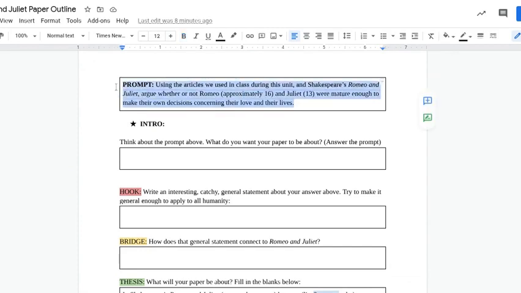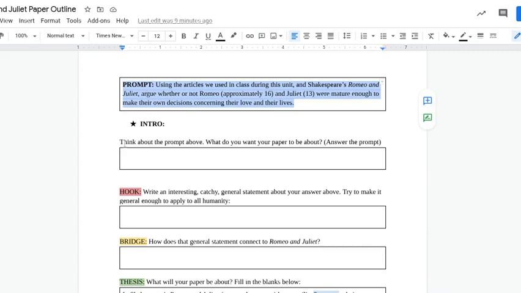What do you think? Do you think that they were mature enough? Do you think that they were not mature enough? Base your decision about this prompt on the articles that we've read in class, and then also on the actions that both Romeo and Juliet take as they work through the play and ultimately end up at their untimely demise.